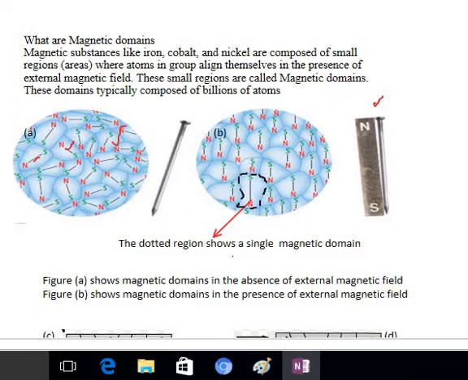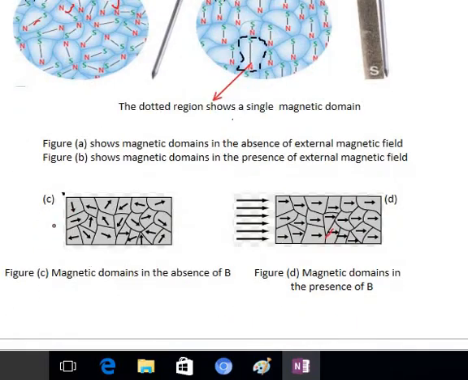And here we have another example. This figure also shows magnetic domains, but you can see that all the magnetic domains are randomly oriented. The head shows the north pole, while the tail shows the south pole. So all the magnetic domains are randomly oriented in this case, so the net magnetic field from this magnetic material is zero.